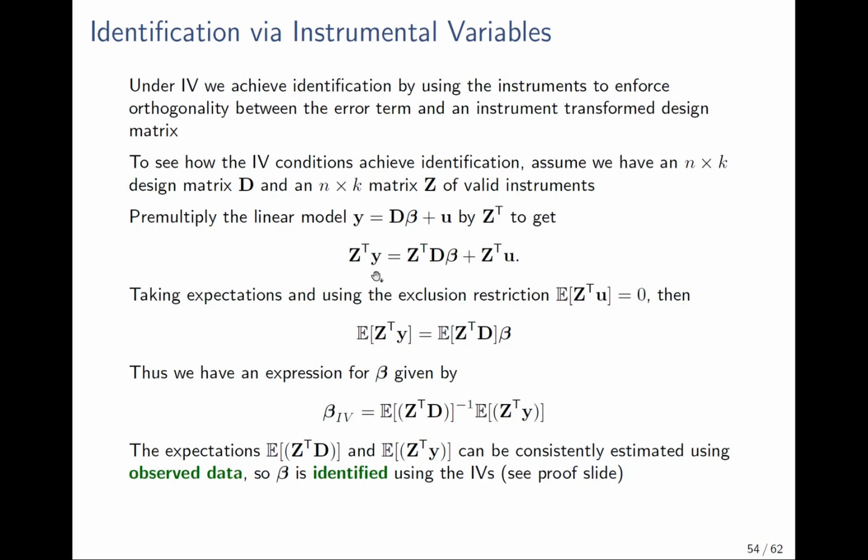This gives us this expression. We take expectations of both sides of this expression and use our exclusion restriction. That reduces to this expression here, which gives us an expression in beta in observable quantities. There's no error term. The error term's been taken out by the fact that the exclusion restriction holds. So we've managed to get rid of this part here. But because Z is correlated with D, it's still there, and Z is an observable variable. So these expectations can then be consistently estimated using observed data. So beta is identified using the instrumental variables.